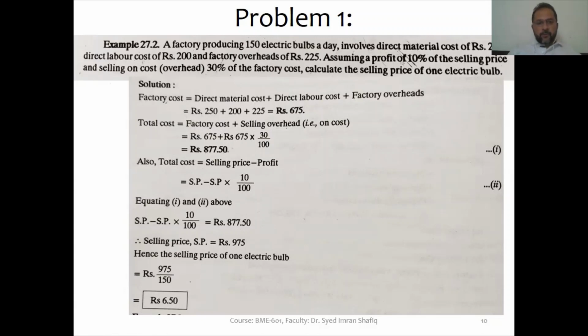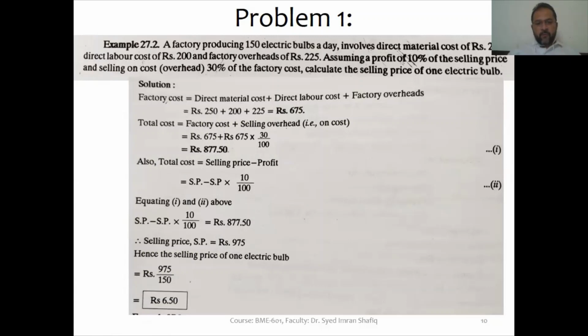Now we also know that the total cost is equal to selling price minus the profit. That is SP minus 10% of SP, the 10% of the selling price is given. If we compare equation 1 and 2, we can compute the selling price, which comes out to be 975 rupees. It is the total selling price.